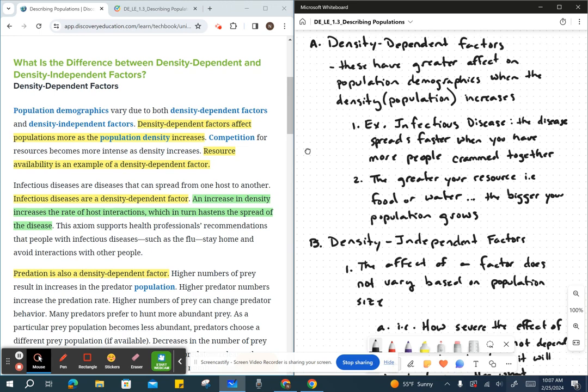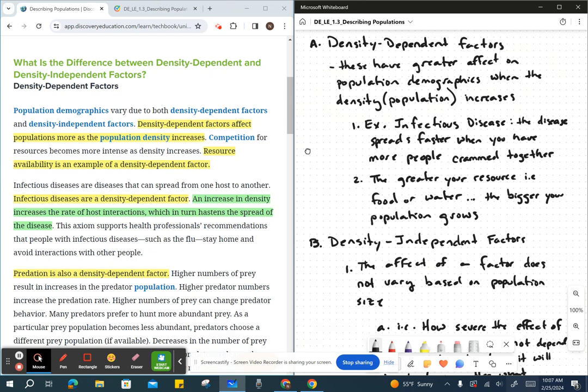Think about when COVID was here or any other infectious disease. It was important that you don't come to school and be around other people because the more people you interacted with, the greater the spread. So this factor, COVID, it really depended on population density. If you had a lot of people in your house or your household, then you were going to see a greater spread of the disease. Okay, that's what we mean by density dependent factors.